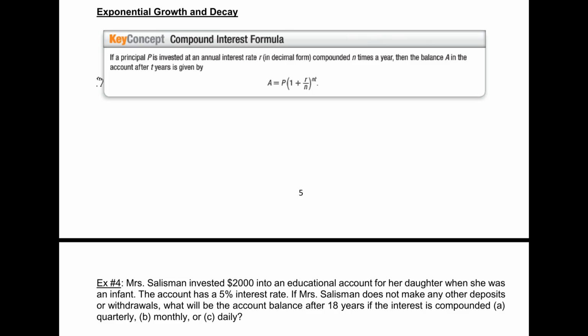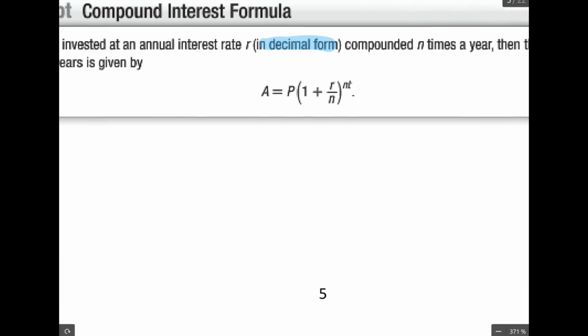If a principal P is invested at an annual interest rate R in decimal form, so that's important, you have to put it in decimal form, and it's compounded n times a year, then the balance A in the account after t years is given by this equation.